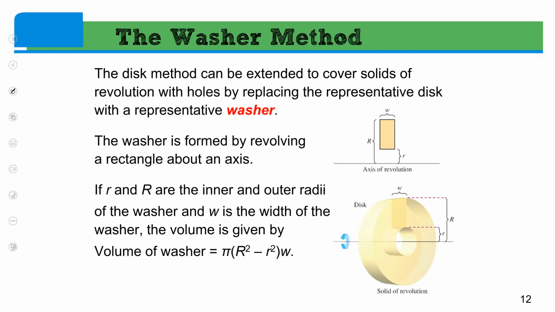Okay, here we go. Same picture, different orientation. We got a capital R and a little r. One thing you might want to make note of, little r is the closest point for the rectangle to the axis of revolution. Big R is the farthest point from the rectangle to the axis of revolution.